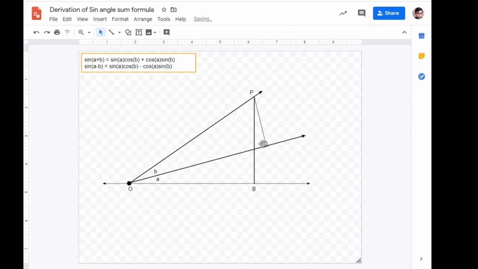Okay, so this is a right angle right here, 90 degrees. Okay, now we're going to draw another line from here right down here. Okay, this one's also 90 degrees.